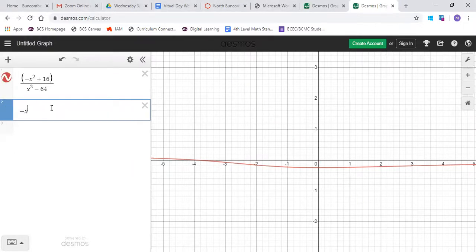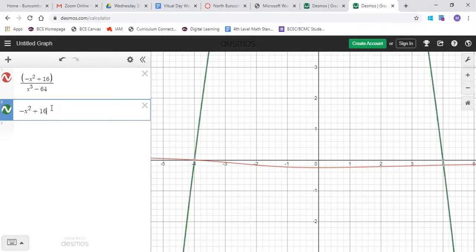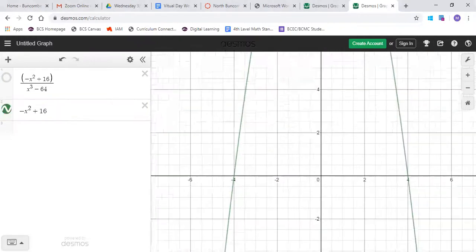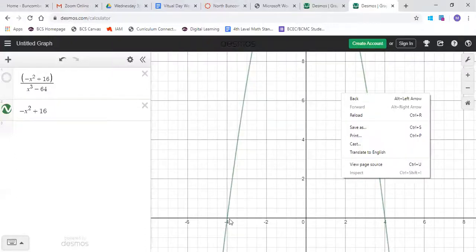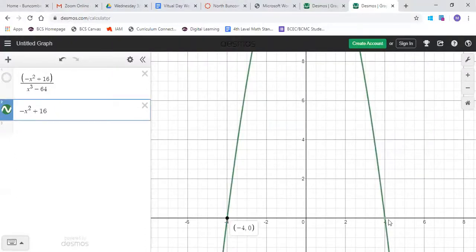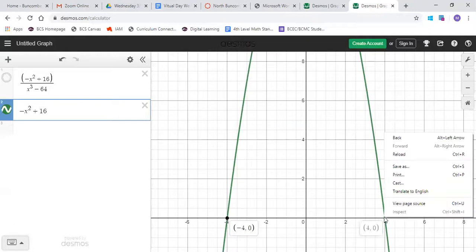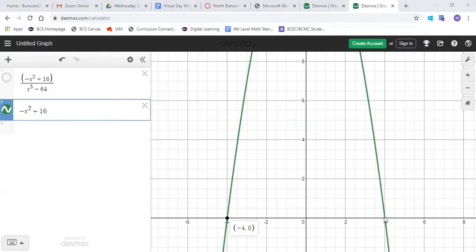So I'm going to type in x squared plus 16. In this case, you're going to notice that there's a negative in front. I'm still going to go ahead and find the roots. As I do that, I'm going to go down here. You'll notice I'm at -4 and +4. Okay, and come up here and annotate while we do this.